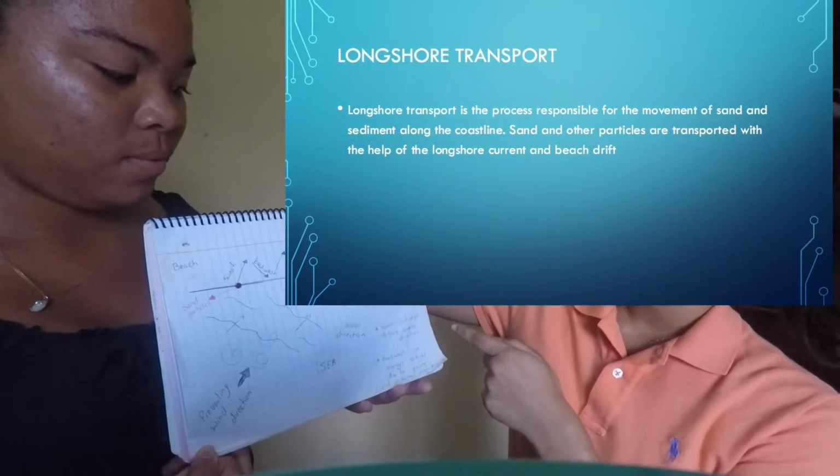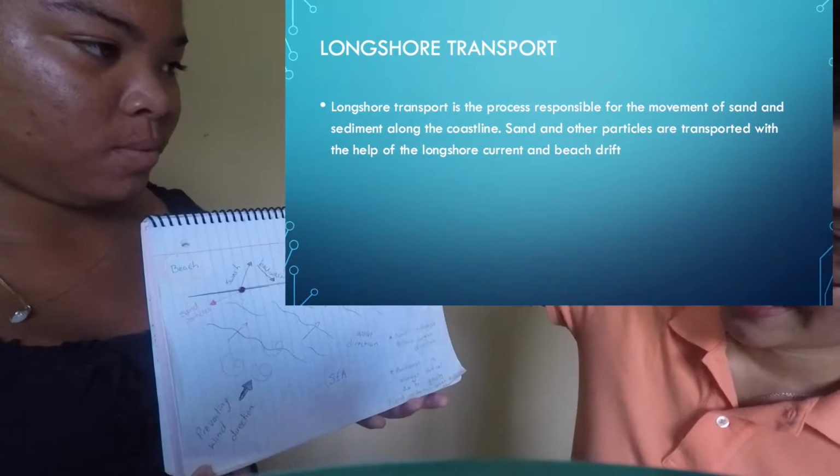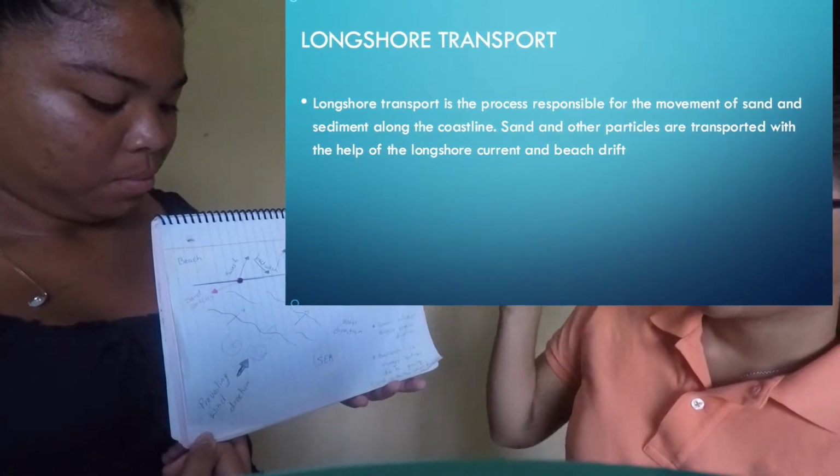So what is longshore transport? This will represent the sea, the bottom portion, and the top portion will be the beach. And then the red dot here will represent the sand particles. So with that said, let's begin.